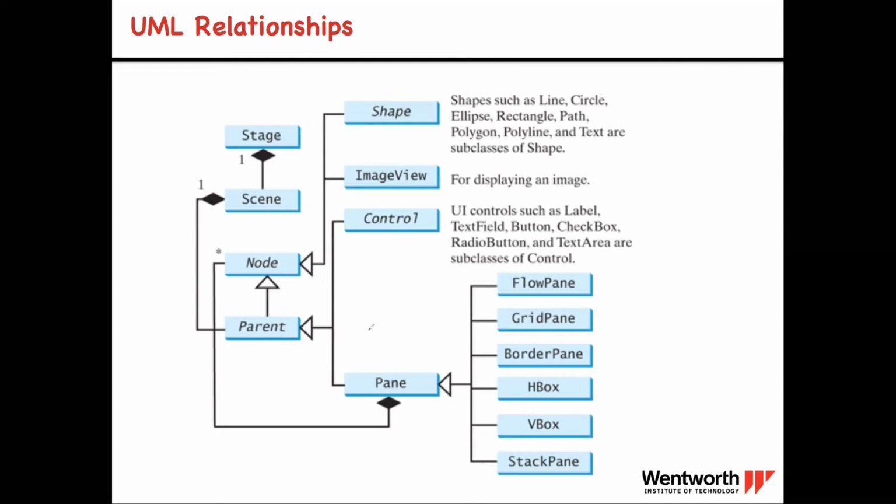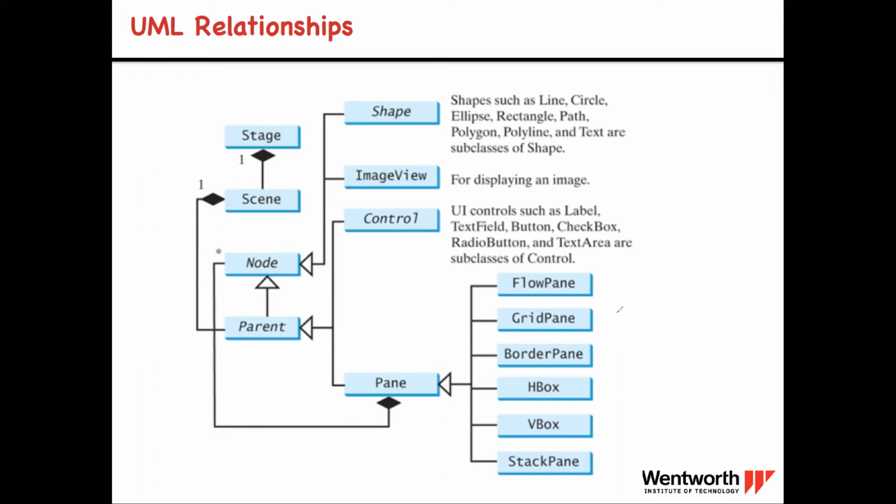Now there's a bunch of different panes. Pane is sort of a base class that we can use, but there's a whole bunch of different panes. We saw stack pane. We saw this one. But there's other ones. There's border panes, which are quite useful. Grid panes, HBox, VBox, flow panes. I mentioned grid pane. There's all these different types of panes, and you can actually stack them on each other.